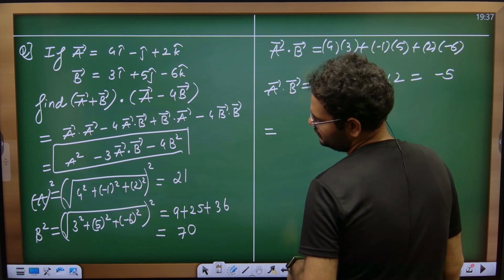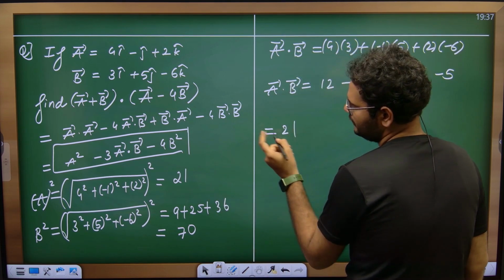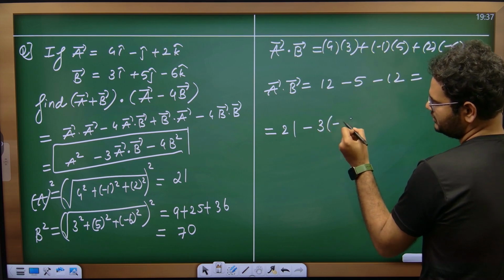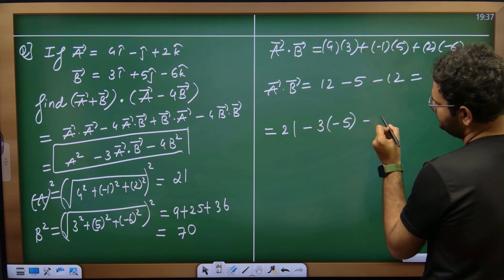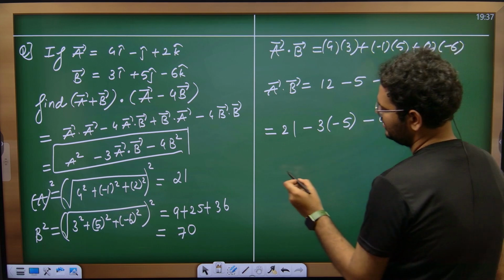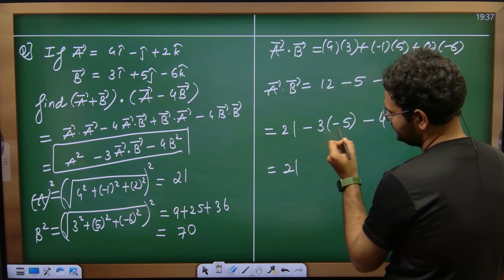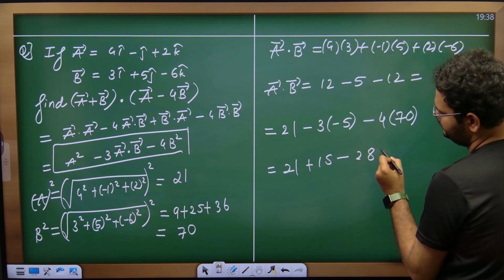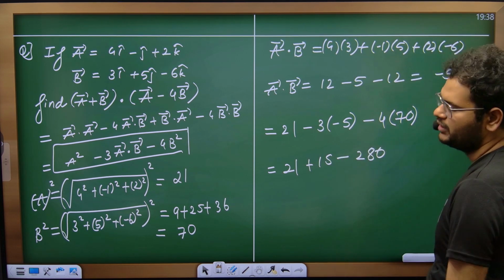Sir, a square. Sir, what is a square? 21 minus 3 times a dot b. Minus 3 is already there. Minus 5 I will write. And again minus 4 b square. What is b square? 70. Oh ho ho. How much is this? 21 plus 15 minus 280. Are we correct? 74. Okay, 280.